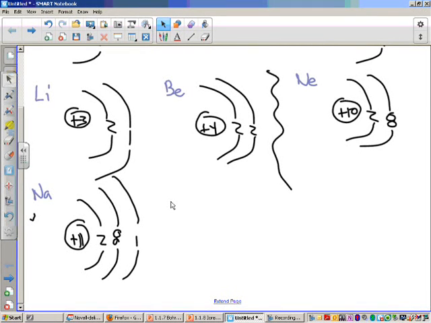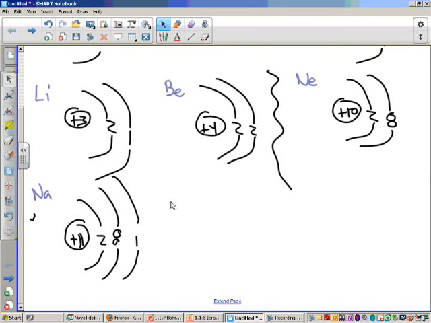What do you notice about the number of energy levels for elements within the same period, right? Remember, period is across. So what do we notice about the number of energy levels for elements within the same period? What do you notice? Carissa, what do you got? The same number of orbits or energy levels. That is exactly correct.